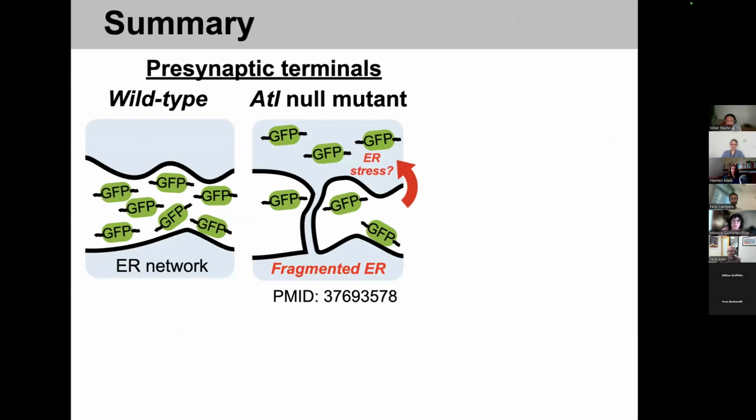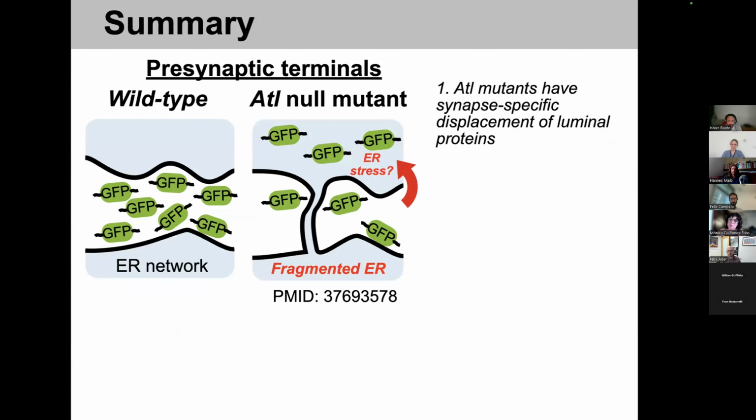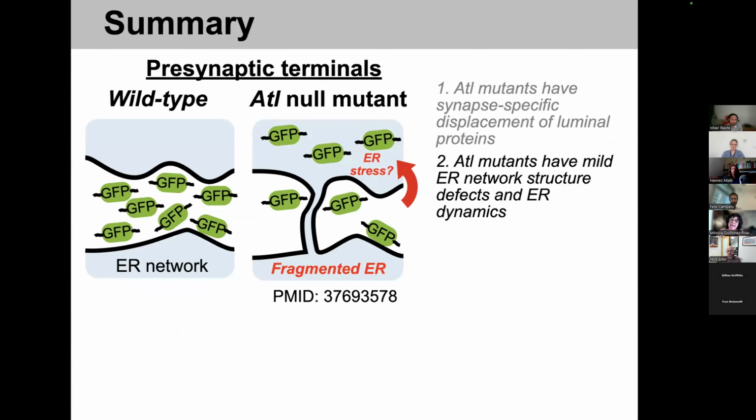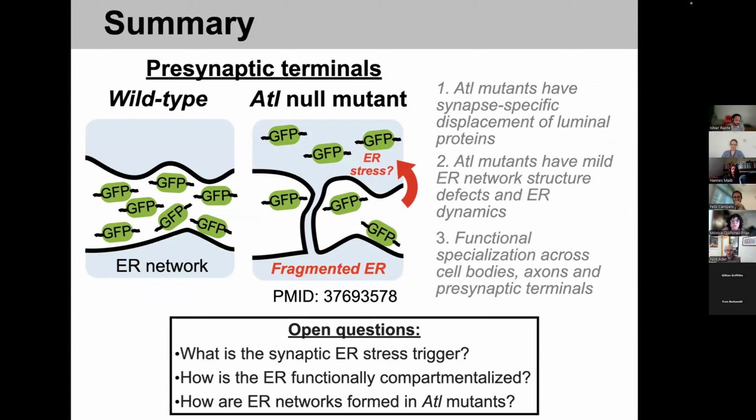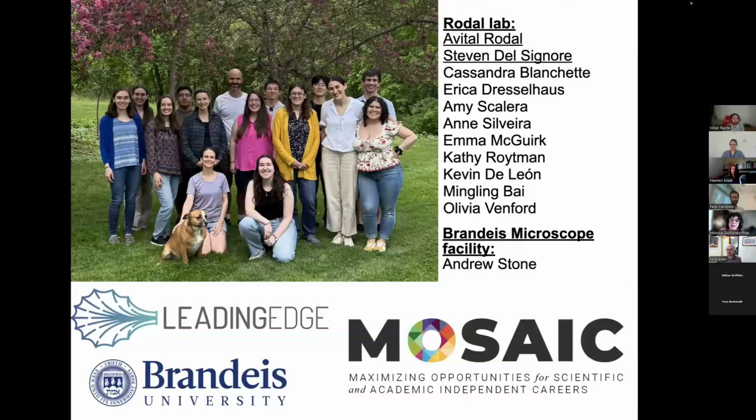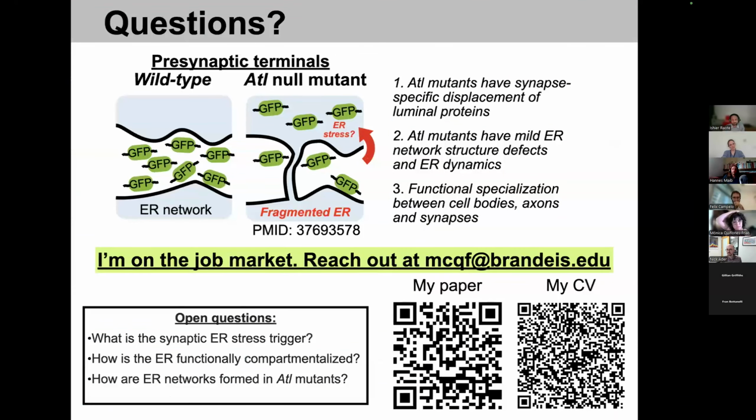Just to summarize what I've told you today, I discovered that Atlastin null mutants have this synapse-specific displacement of luminal proteins. And, to our surprise, these animals actually have mild ER network structural defects and ER dynamics. Finally, throughout our work, we're seeing that there's this very striking functional specialization of the ER across cell bodies, axons, and presynaptic terminals. There are still many questions to be answered, which I would love to be able to pursue in my lab someday. With that, I wanted to thank my lab and my funding sources. And if anyone has questions, let me know.